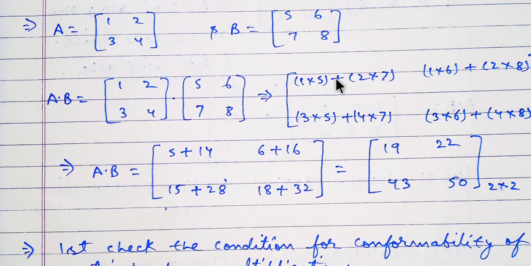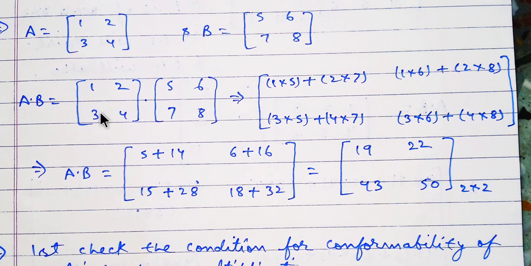And try to keep in mind one thing: this is a 2 into 2 matrix and this is also a 2 into 2 matrix. Whenever we find the product of these types of matrices, we have to look at what the order of the product will be. If A is a square matrix of order 2 and B is also a square matrix of order 2, then the product A dot B will also be a square matrix of order 2. We will discuss this later. So just see here.